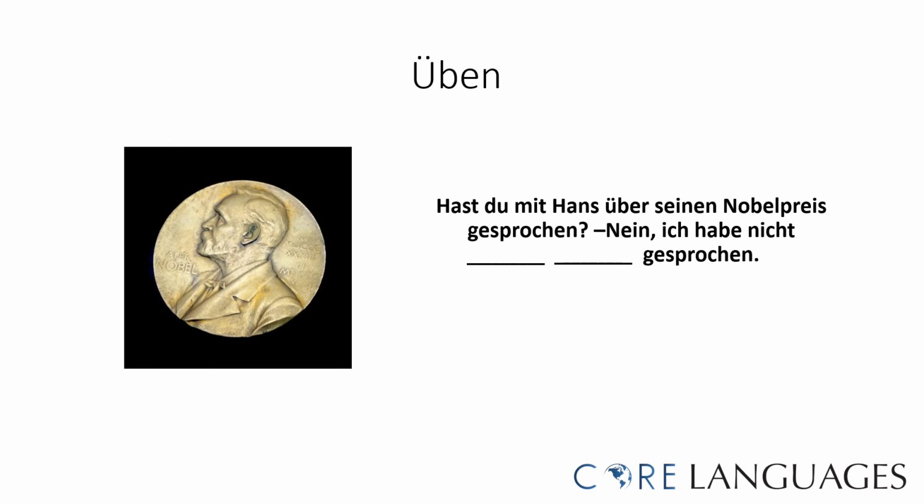Look at the following question and see if you can use a personal pronoun or a da compound in the answer. "Hast du mit Hans über seinen Nobelpreis gesprochen?" Have you spoken with Hans about his Nobel Prize? "Nein, ich habe nicht." Now I could say, "mit ihm darüber gesprochen." I have not spoken about it with him.